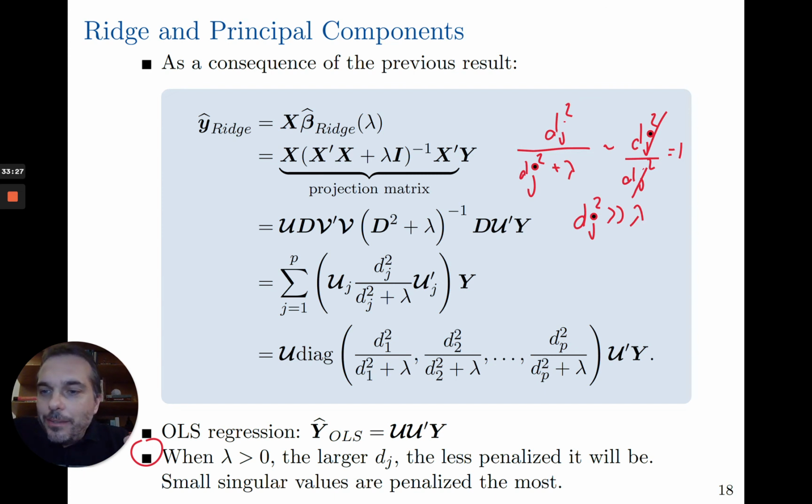But what's d? The square root of the eigenvalue. So d squared is the eigenvalue. So small singular values will be penalized the most in this ridge regression. So ridge is somehow penalizing the small singular values, the small eigenvalues. But again, how can I give an interpretation for that? So far, it is a mathematical fact.